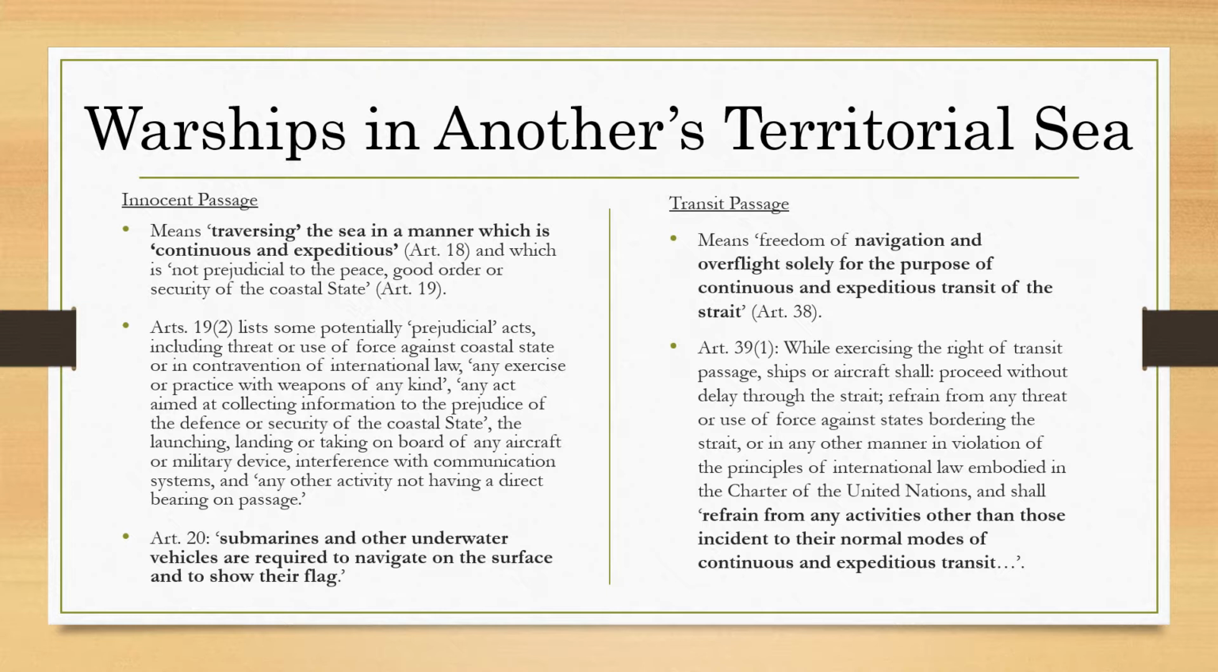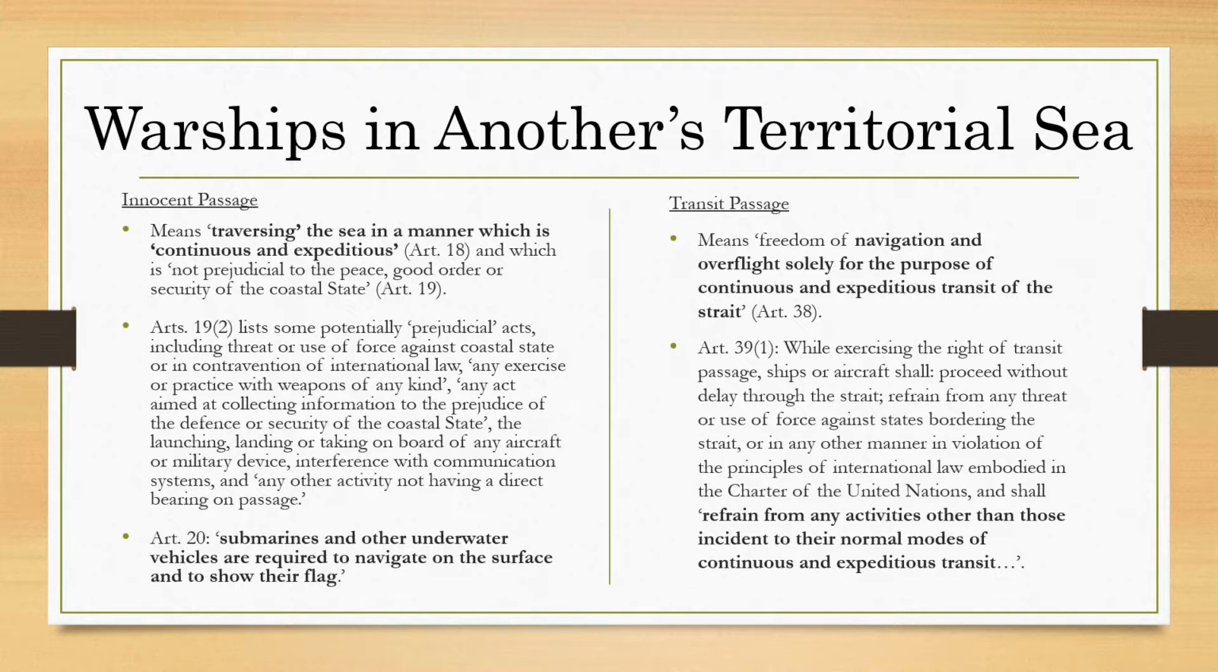Transit passage, conversely, is slightly different. It means freedom of navigation and overflight solely for the purpose of continuous and expeditious transit of the strait. So there's a slightly different definition there, but what we're talking about is making sure that travel is continuous and expeditious, and there is some discussion of what that means in the surrounding articles. But what's important to point out is that it says navigation and overflight. So whereas you don't have innocent passage in the airspace above the ocean in the territorial sea, you do have it in international straits. So you can pass through as an aircraft if you're flying in the airspace above this international passageway in terms of transit passage. So that's an important point.